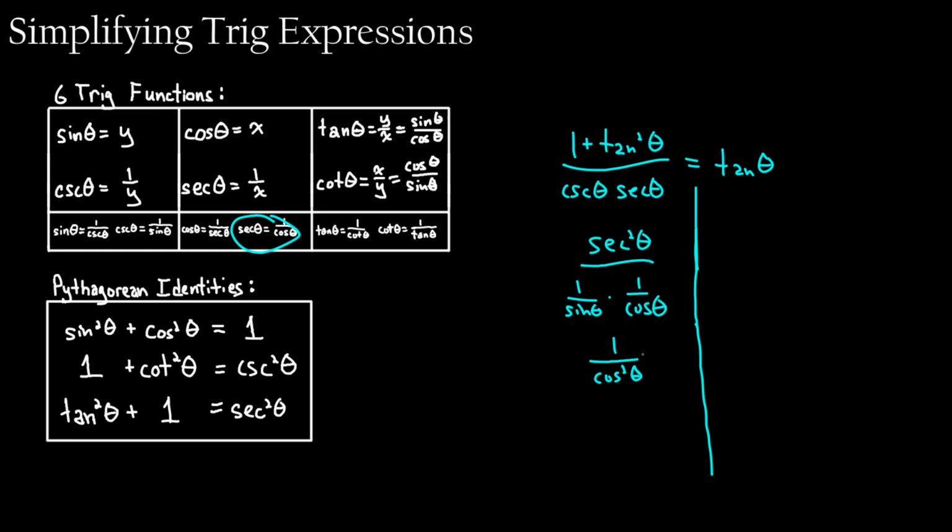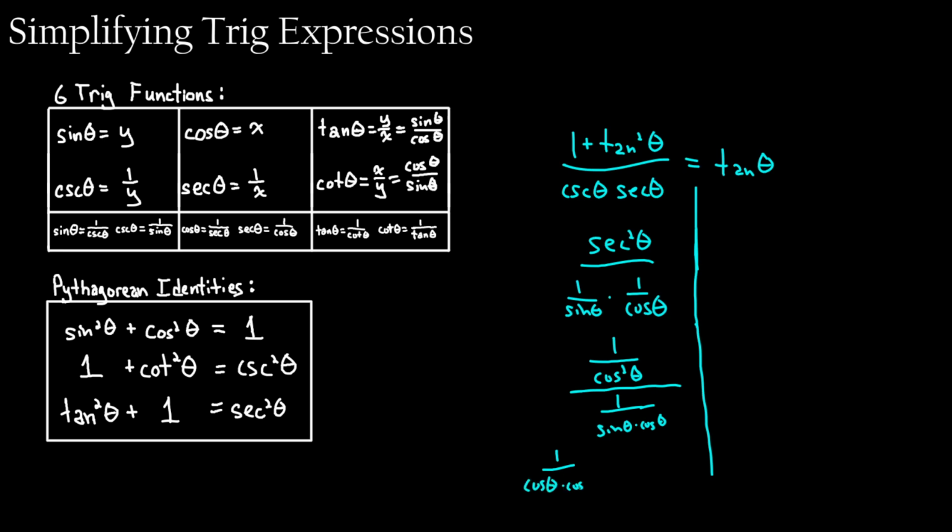So 1 over cosine squared theta, and then divided by 1 over sine of theta times cosine of theta, when I multiply the numerators and denominators. I'm running out of room here. When I divide fractions, it's the same thing as multiplying by the reciprocal. So I have the numerator, 1 over cosine squared theta, and let me rewrite this as cosine times cosine.